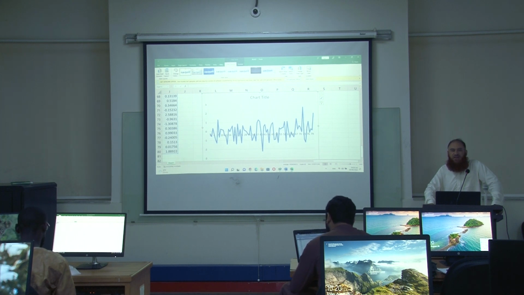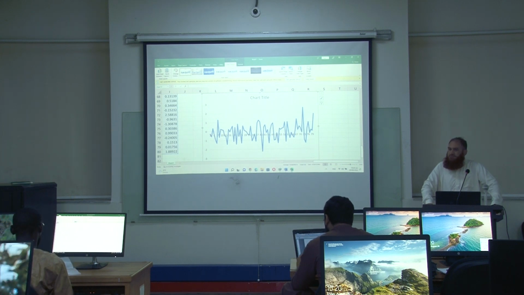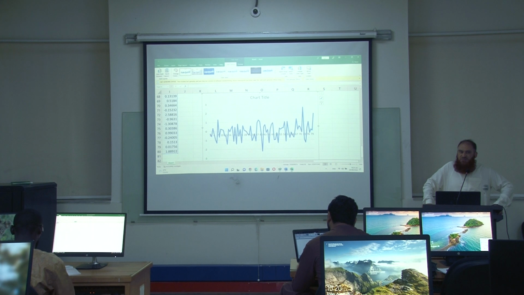Means in the beginning of the data and at the end of the data, you have the same spread of the series. This is the same variance throughout the data, and you cannot see any pattern in this. Now let me generate one more series out of this.